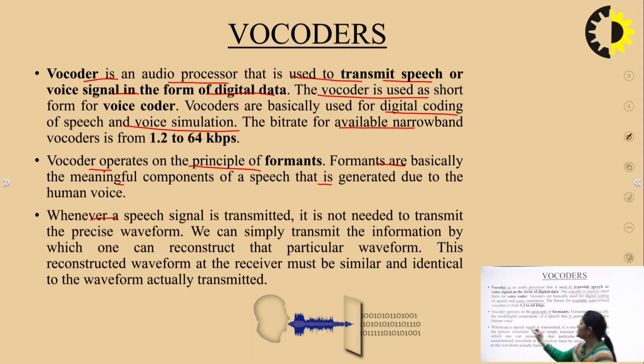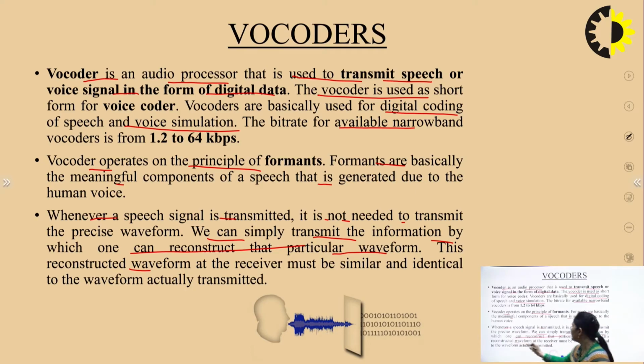Whenever a speech signal is transmitted, it is not needed to transmit the precise waveform. If I am speaking now in front of the camera and my voice signal is to be converted into digital form, there is no need to take the precise waveform. We can take the important information from this voice signal, that means the formants, and at the receiver we can convert this digital data again into the voice that I am sending. So there is no need to transmit the precise waveform. We can simply transmit the information by which one can reconstruct that particular waveform.